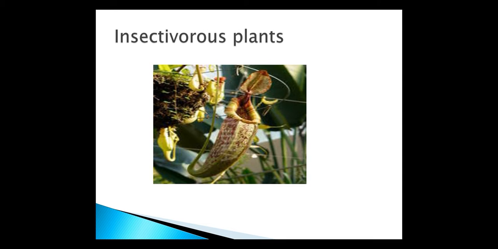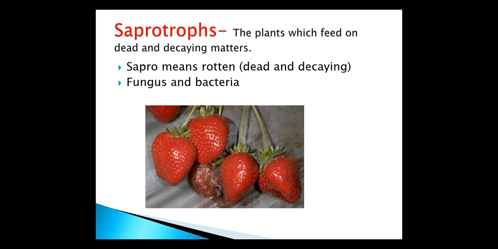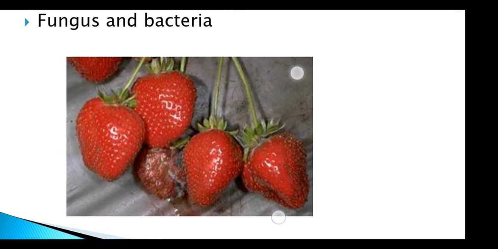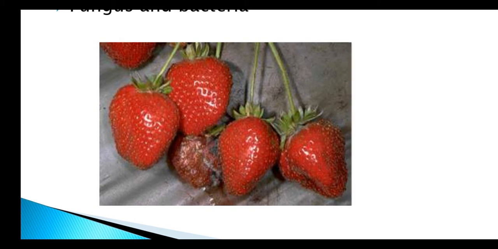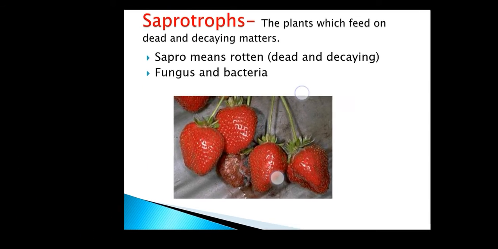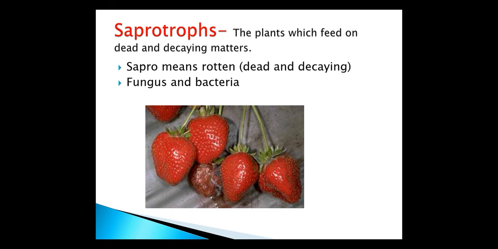The next category is saprotrophic nutrition. These two categories are parasites, and the next is saprotrophs. Saprotrophs are the plants which feed on dead and decaying matter. Sapro means rotten, dead or decaying. Examples of saprotrophs are fungus and bacteria. The different types of fungus are saprotrophs. As you are seeing in the picture, this is a fungus because it feeds on dead matter. You have also seen the cottony white growth on chapati, bread, etc. That is also a fungus. We call it bread mold, and it is a saprotroph.